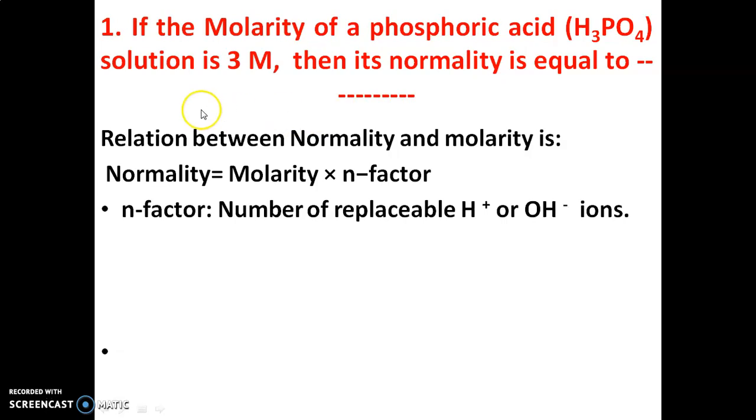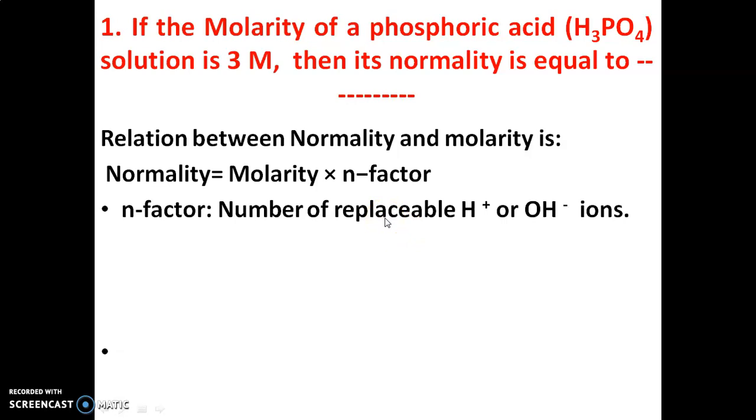Okay, we know the relationship between normality and molarity. Normality is equal to molarity into n factor. Okay, here what is the meaning of n factor? N factor is nothing but the number of replaceable H plus ions or the number of replaceable OH minus ions.